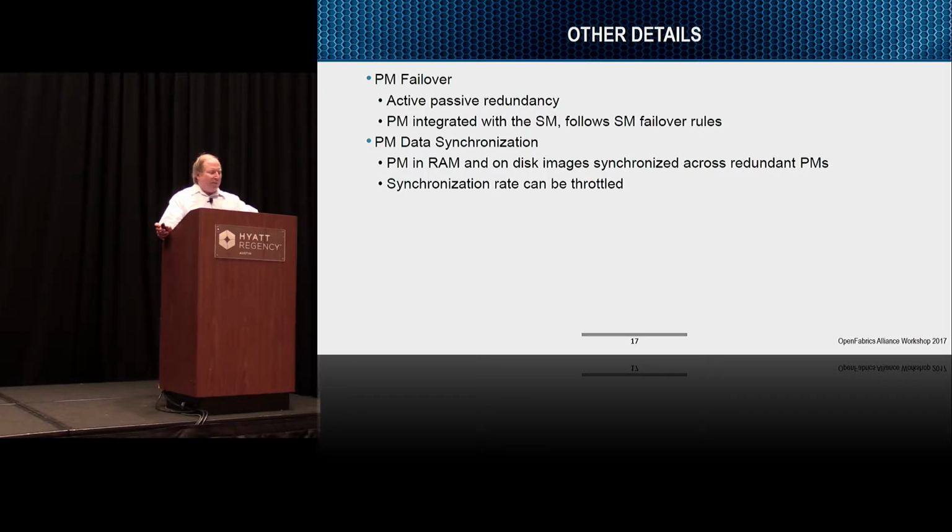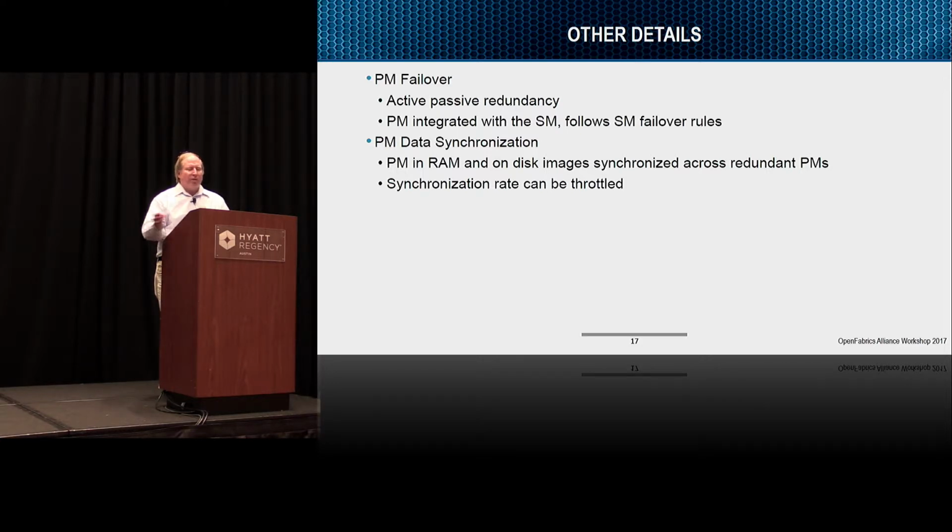So within the Fabric Manager, we've also considered some other elements. The Fabric Manager has a complete seamless failover, and the Performance Manager, being part of that, is able to take advantage of the infrastructure we've built for that failover. So this gives us an active-passive redundancy mechanism, and the Performance Manager will follow the rules and failover policies for the Fabric Manager and the SM itself, so that if the SM fails over due to some problem like connectivity or the primary went down, the PM will move with it as well.